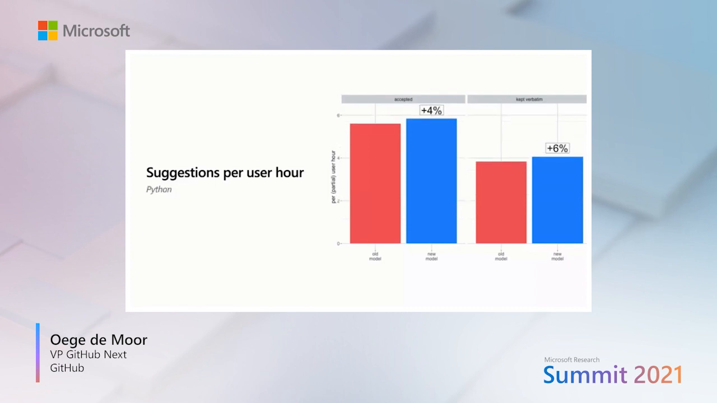The results differ per programming language, and Python from the very beginning has been our primary focus. So Python performance is already very good. It's a much higher baseline to start from, and it's because of that that the improvement is significant, but smaller than for the other languages. Only 4% more is accepted, and still, also here, an even larger percentage is kept verbatim.